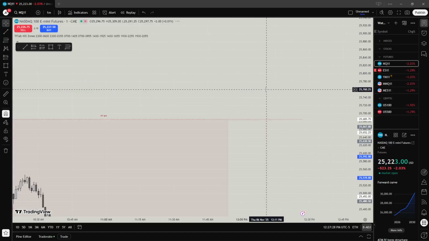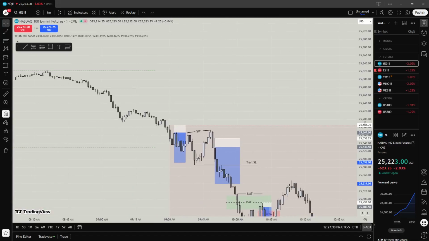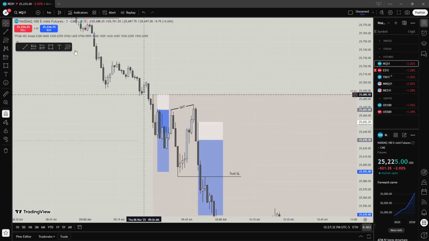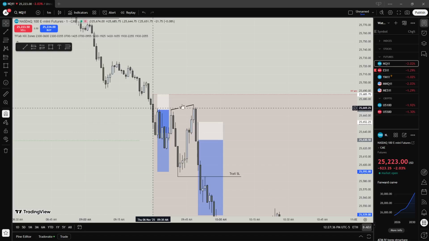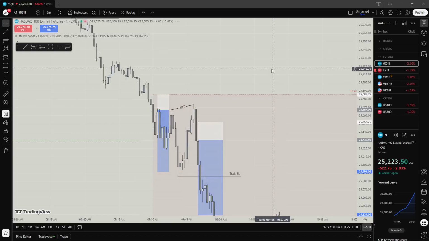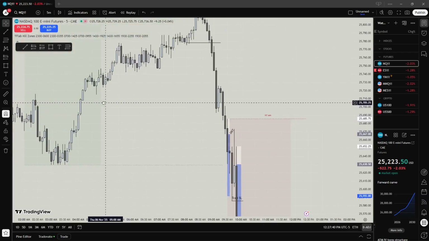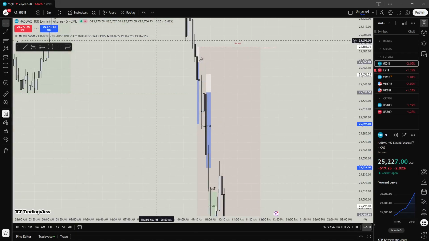So what did I take? I sat on my hands until the 9:30 open. At the 9:30 open, what did we get? So this was my first trade. We get a manipulation up into this 1-minute gap.